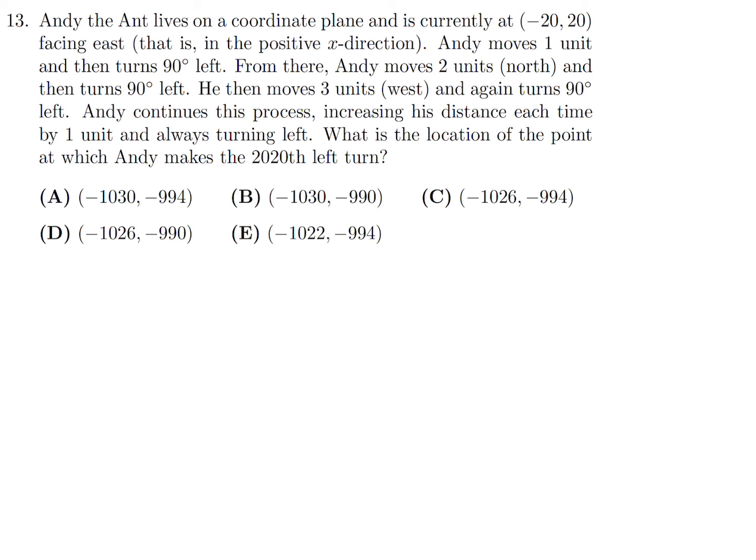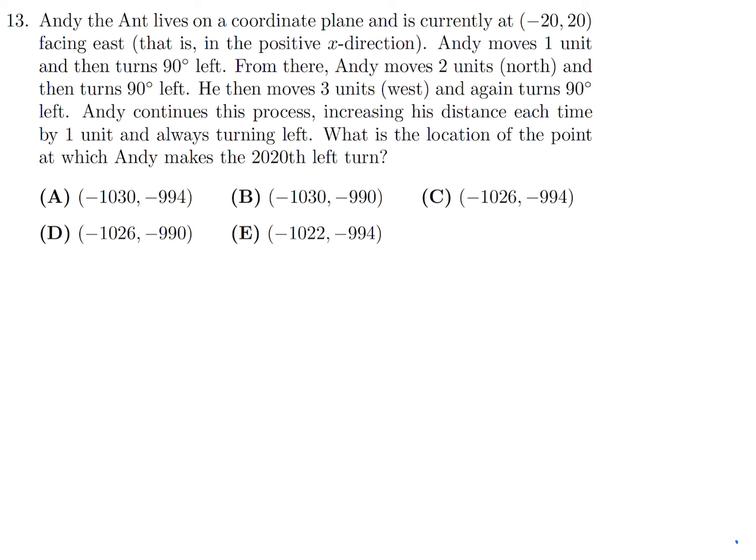Andy the ant lives on a coordinate plane and is currently at minus 20, 20 facing east. That is in the positive x direction. Andy moves 1 unit and then turns 90 degrees left. From there, Andy moves 2 units north and then he turns 90 degrees left. Then he moves 3 units west, again turns 90 degrees left. Andy continues this process, increasing his distance each time by 1 unit and always turning left. What is the location of the point at which Andy makes the 2020th left turn, the 2020th left turn?